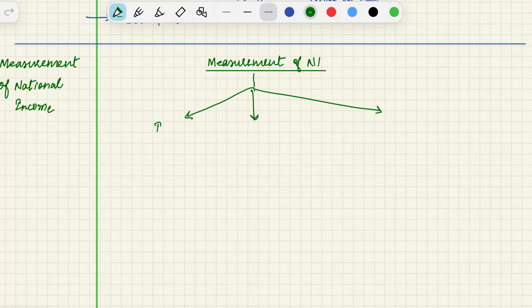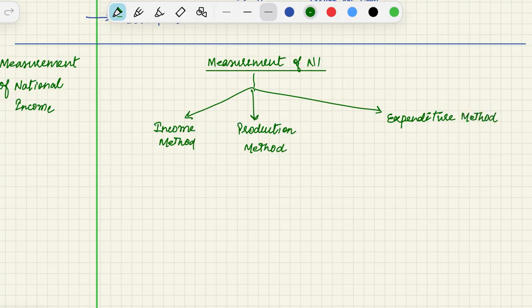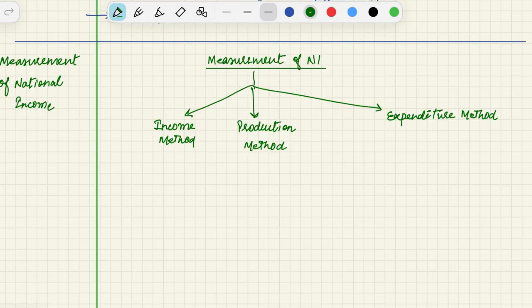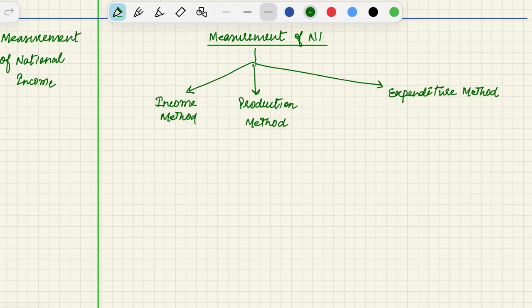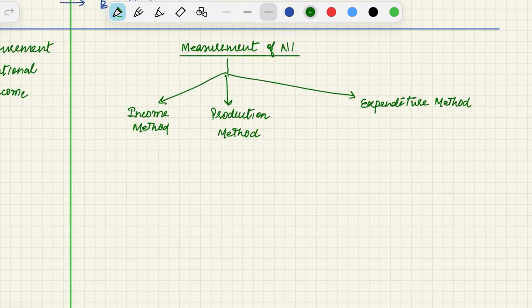First one is called the income method. Second one is called the production method, and third one is called the expenditure method. There are three methods: the income method, the production method, and the expenditure method.